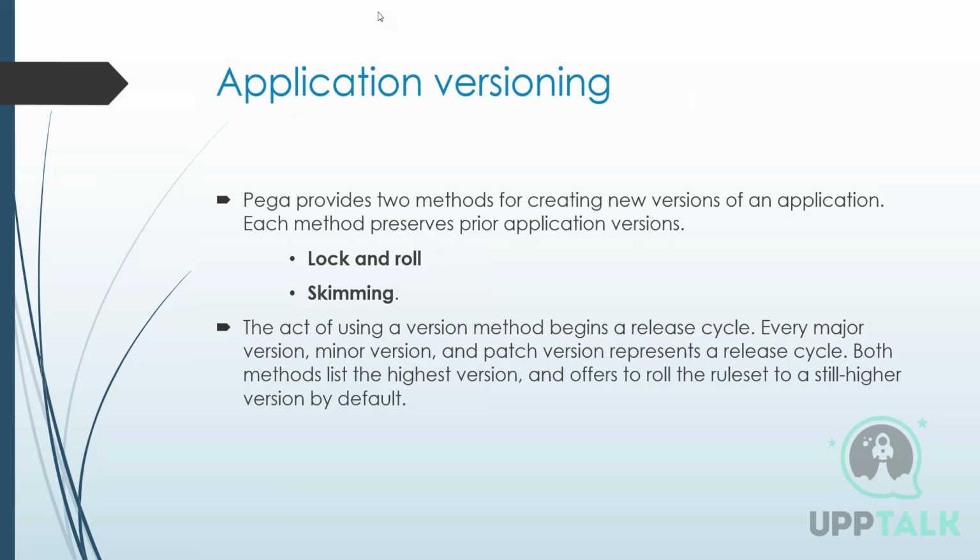When should I use which one? Which method or which process is suitable for which scenario? Okay, so let's talk about that. Lock and roll is something you use when you're targeting minor changes, probably some patch related changes, or smaller level minor changes.